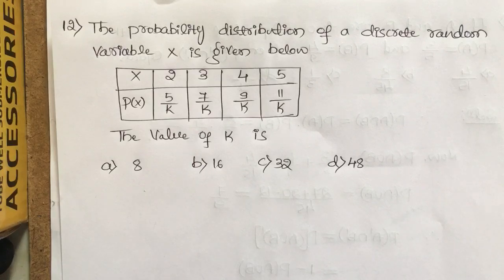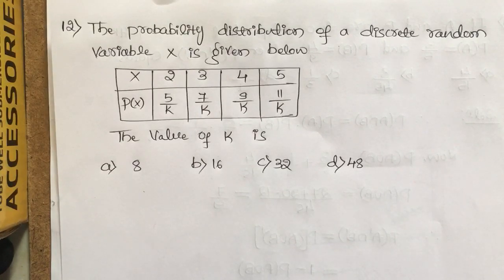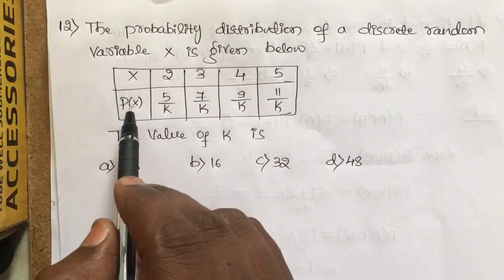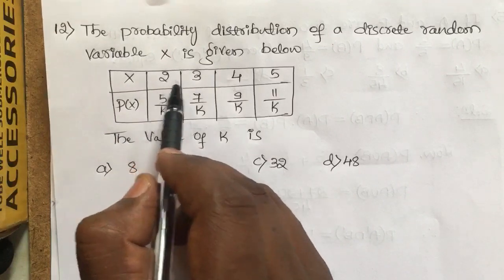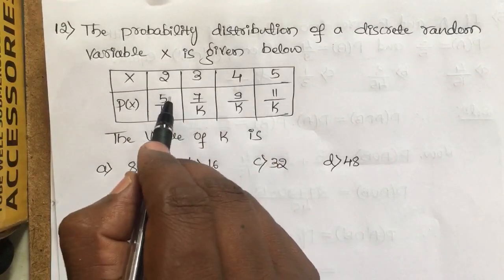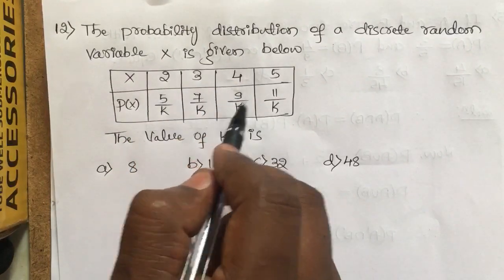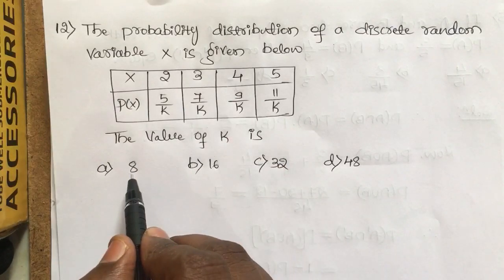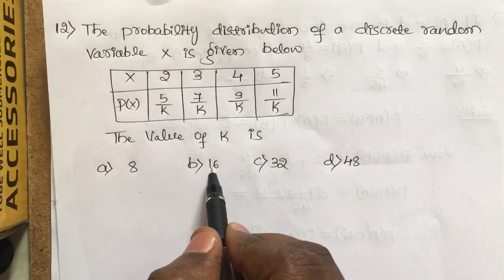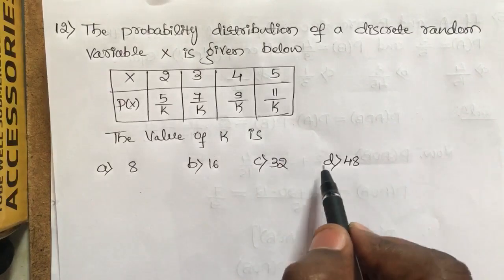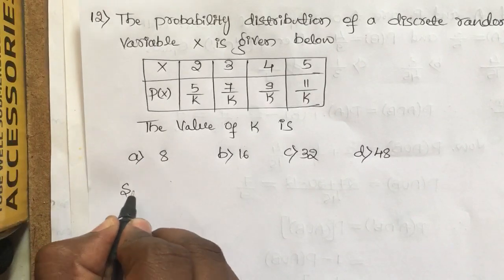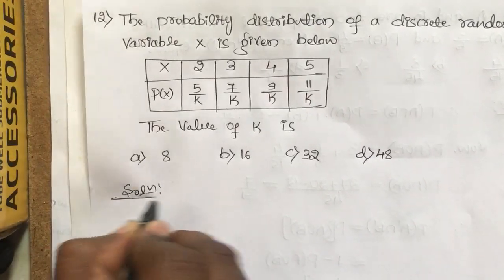Well, the next question is, the probability distribution of a discrete random variable x is given below. The first row is x, the second row is p of x. x is 2, 3, 4, 5, then p of x is 5 by k, 7 by k, 9 by k, 11 by k. The value of k is: option A is 8, option B is 16, option C is 32, option D is 48. So we have to find the value of k here.